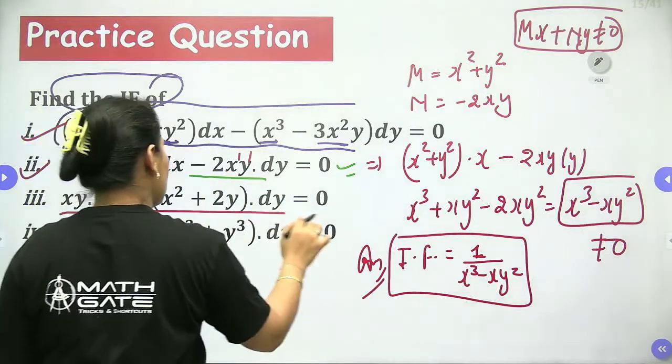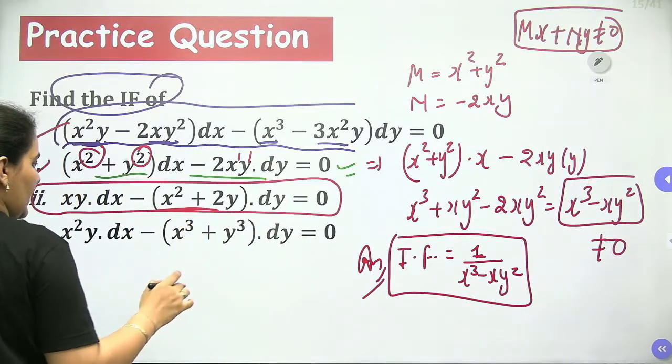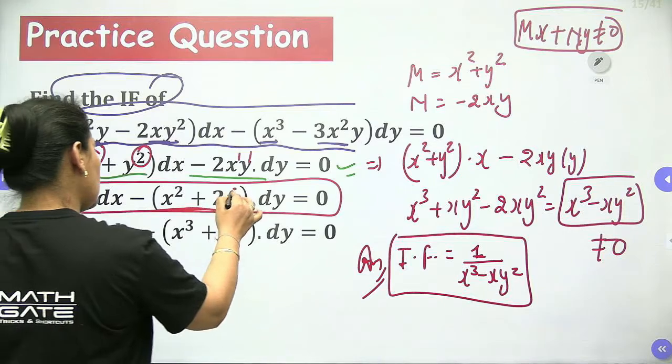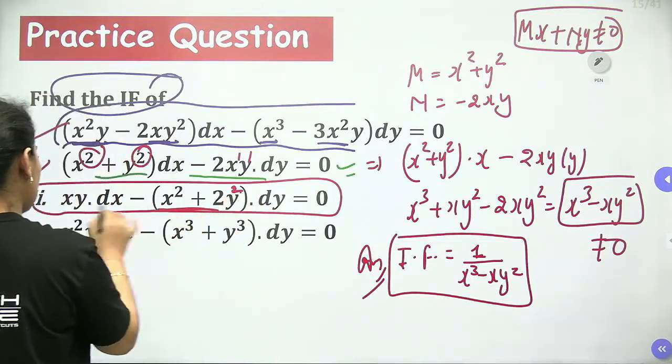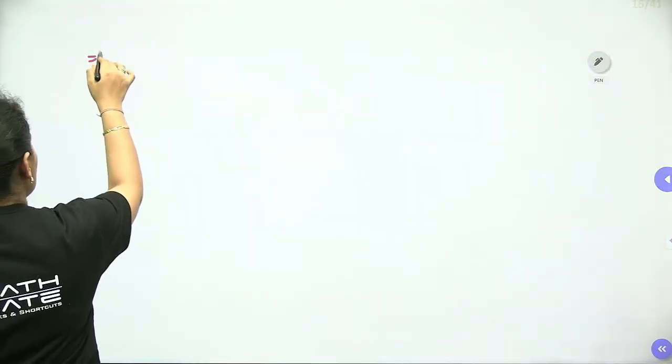So it is xy dx minus x square plus 2y. I think it should be 2y square. Okay, let me check the question. Yes, exactly, it should be 2y square, my dear students. Here we can see the power is 1, 1, and here the power is 2, 2 again. So we can approach like this.